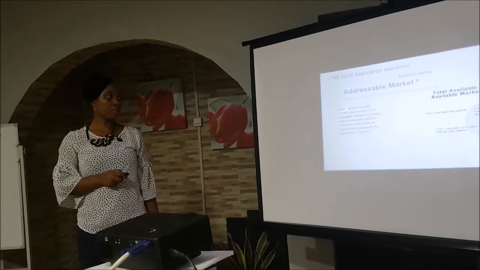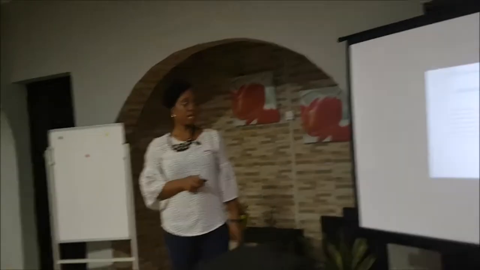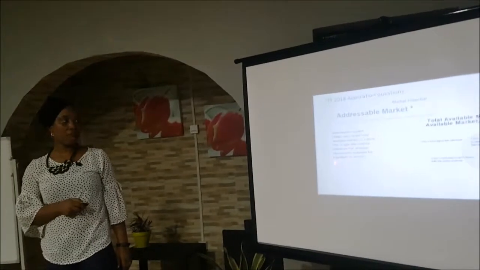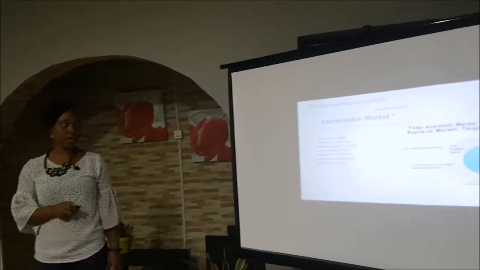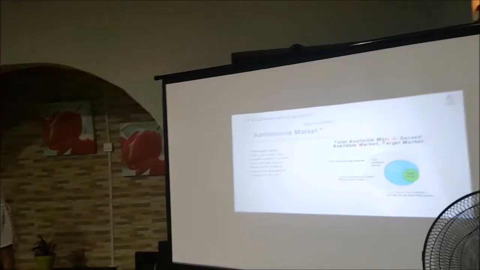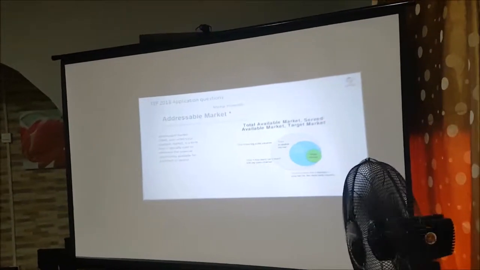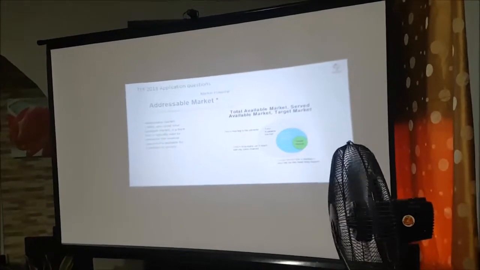So addressable market. This is total addressable, also called the available market. As a term, it's typically used to reference the revenue opportunity available for a product or a service. So if you look at this diagram, the total available market, you can see the big circle. It says the total market that you can serve. Then the second one says how many can you reach, and then your target market.